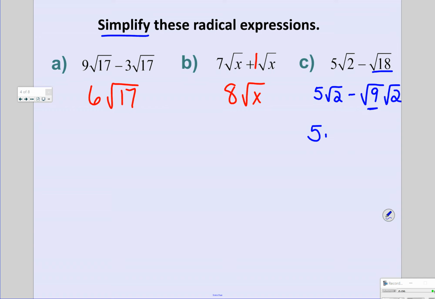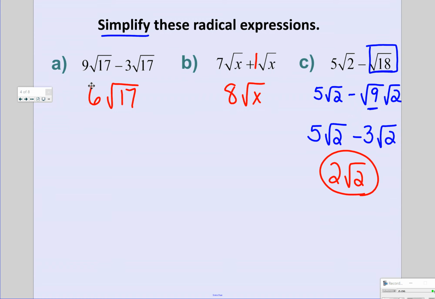So let's go one step further. Now I have 5 square root of 2 minus 3 square root of 2. And after I simplified this radical, I now see that I actually can subtract these two radical expressions because they have the same radicals now, root 2 and root 2. So 5 minus 3 is 2 square root of 2. So sometimes you'll need to simplify a radical before you're able to add or subtract it.